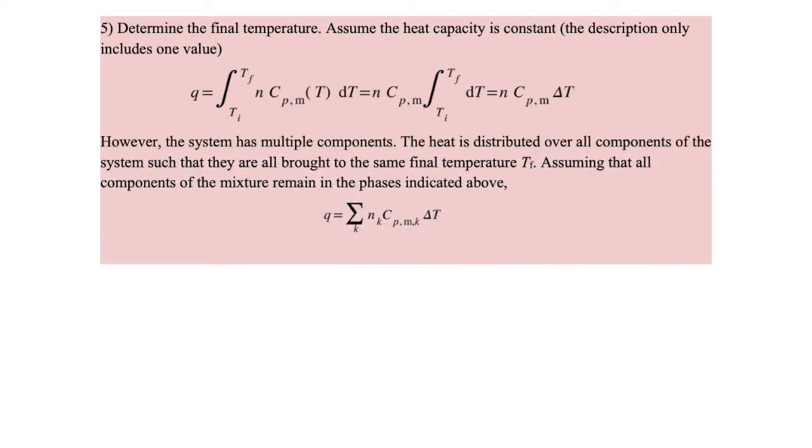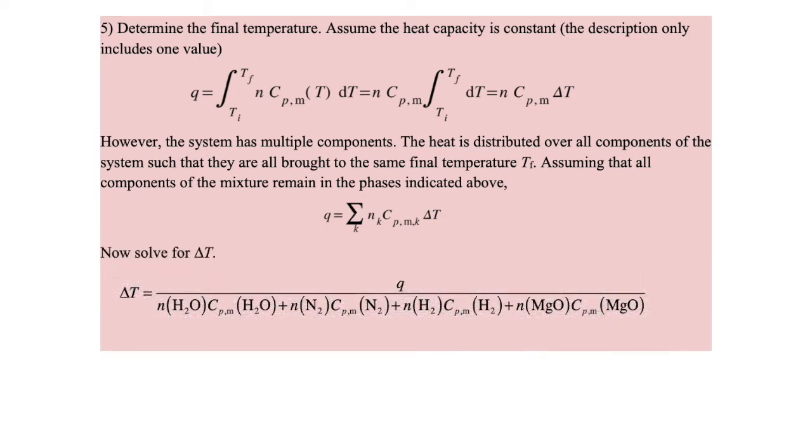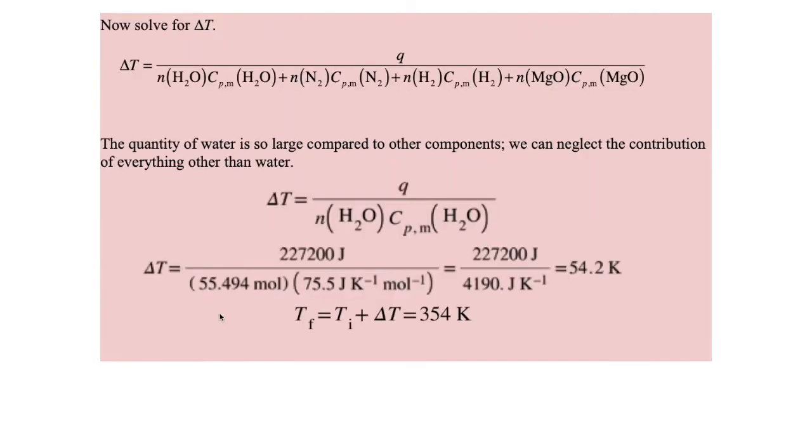But we have multiple components in our system, and therefore we've got to do a sum. The moles of each component times its heat capacity times delta T. And delta T, of course, is the same for each component because they're all in thermal contact with one another. Now let's solve that for delta T, the temperature increase in the system. We take the heat available from reaction, and then we divide through by that sum of moles times heat capacity for each component in the system.